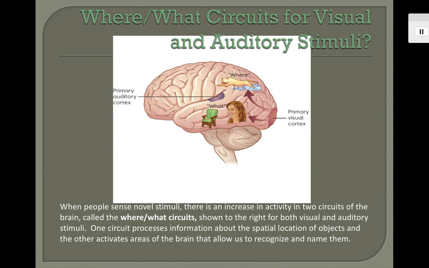Because this is going to be very, very important for us. Because if you notice, we say where before what. Why is it that we care about where before what? Because where, if it's hazardous, it's going to be much more important for me to identify that there's an object out there in the world and know where that object is that's potentially hazardous to me, rather than saying, well, first, let me identify what it is, and then I'll figure out what to do. No, because you're going to see it first, and then you're going to potentially react.